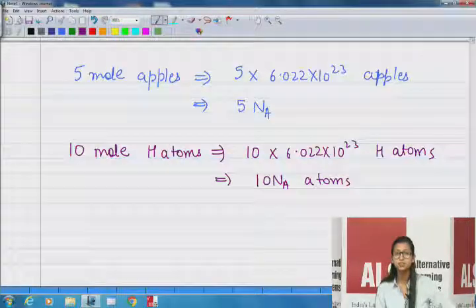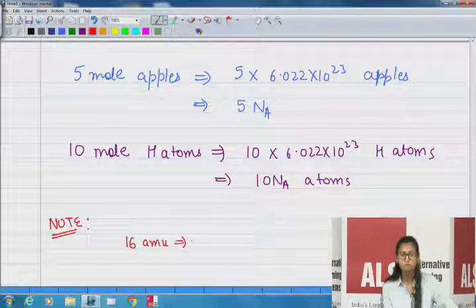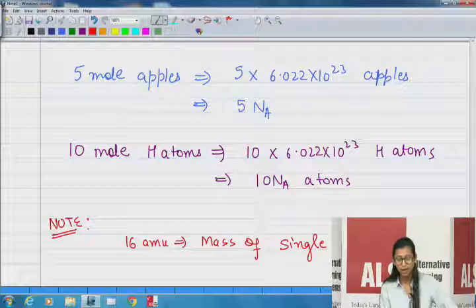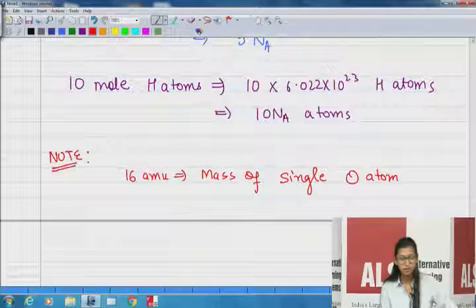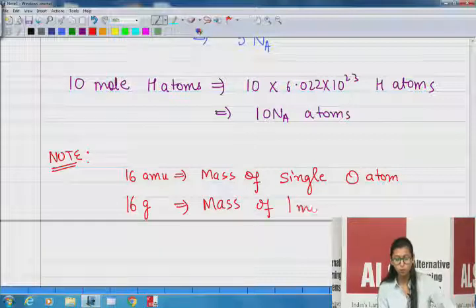And yes, the question which I've asked you, everyone just remember it. Let's say I'm writing here the gram, not even the AMU. If I am writing 16 AMU in the note, you will automatically understand that this is the mass of a single oxygen atom. Are you getting me? Or if I am writing here 16 grams, now this is the mass of 1 mole of oxygen atoms.